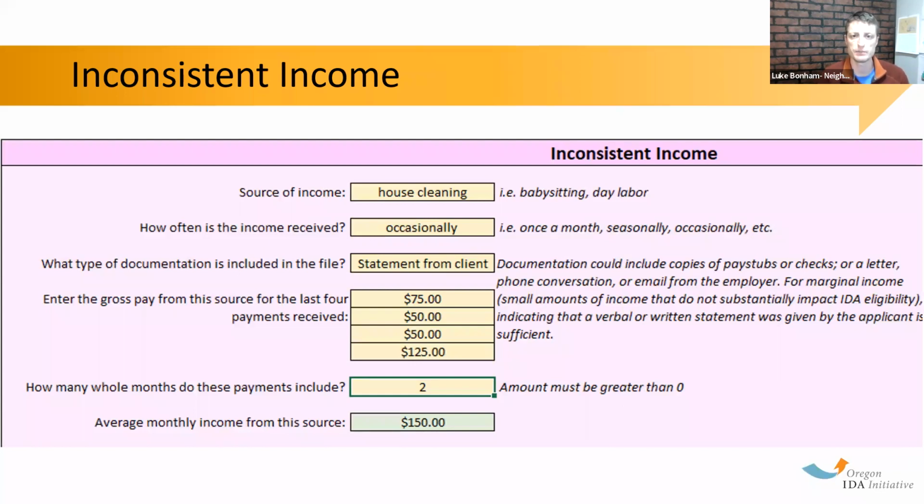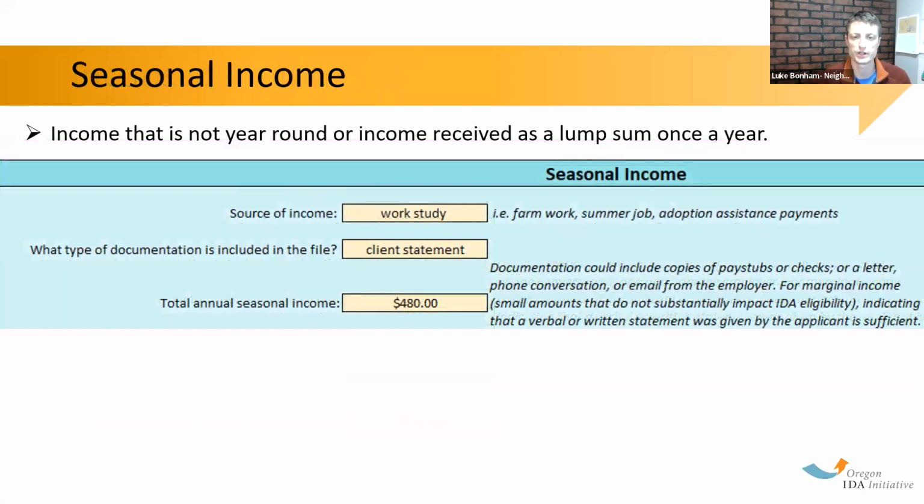In this example, income was from a side job of house cleaning, which in this situation can be considered marginal income because they wouldn't substantially impact the applicant's household income. They reported 4 amounts that span 2 months, which is then entered here to create a monthly average. Seasonal income is your other tab, which is for income received as a lump sum or income that is not year-round. For example, you'll see that on the include versus exclude tab, students ages 18 to 24 that are dependents in a household only have to report up to $480 of income. For seasonal income, you record the total annual amount from this source.